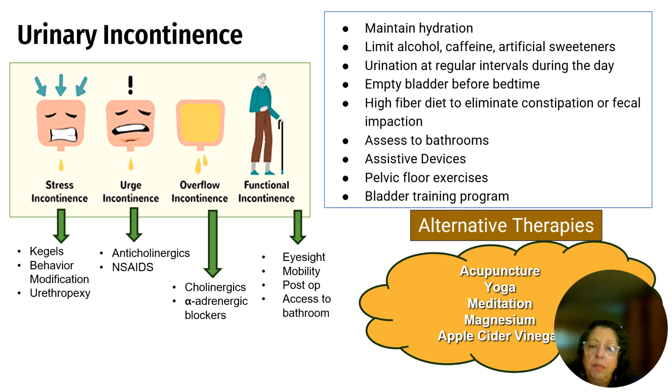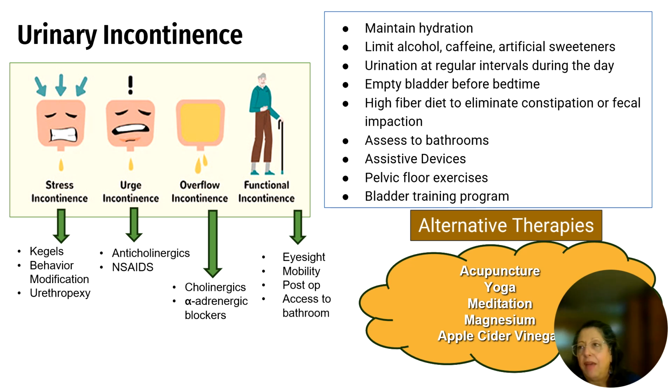Key things that you have to remember to do to maintain and manage urinary incontinence is to maintain the hydration. Limit your alcohol and your caffeine and artificial sweeteners. All of those things stimulate the bladder. And then to urinate at regular intervals during the day. So like I said, if you've got someone who has Parkinson's or MS or something like that, they should go to the bathroom quite a lot and make sure that they're emptying their bladder, especially before bedtime. And not drink anything before they go to bed.